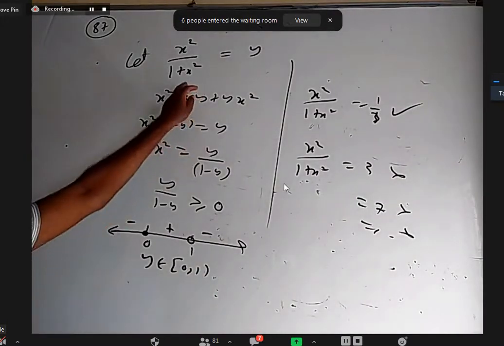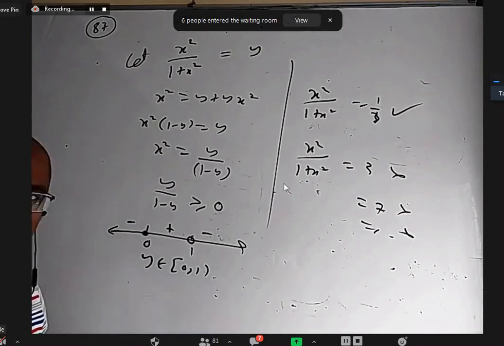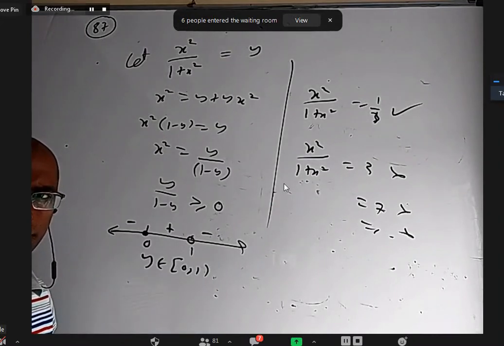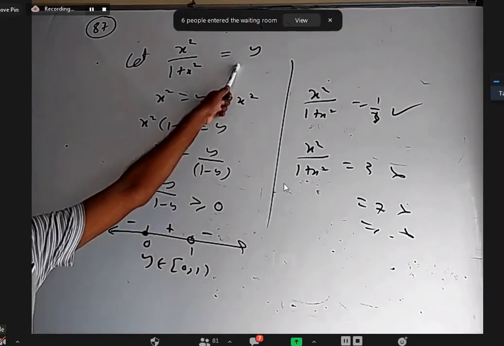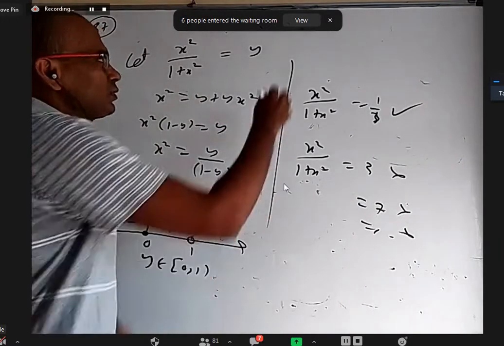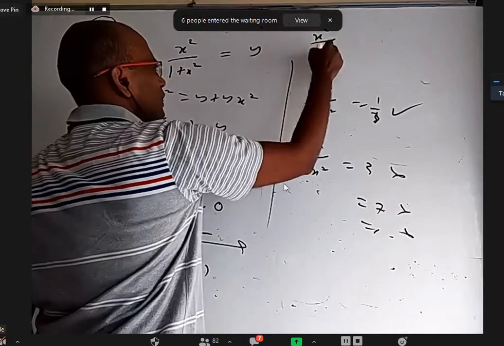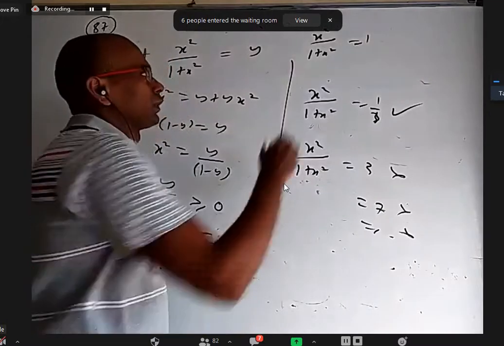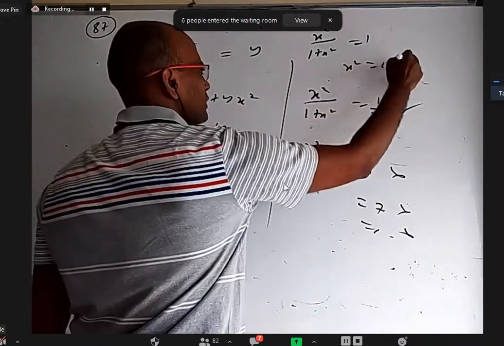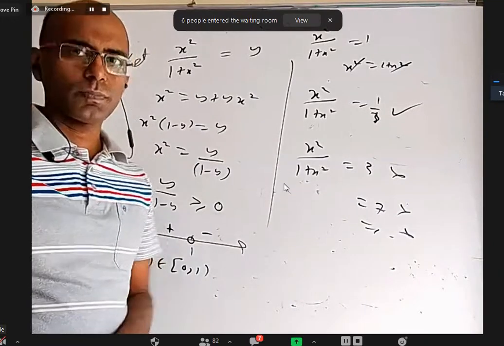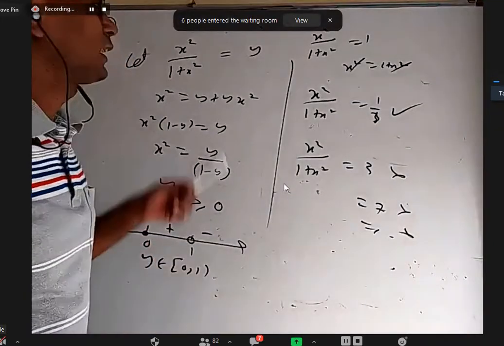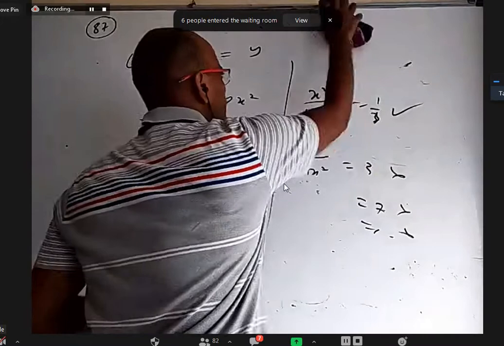In the previous two methods, if you see, we got closed 0 to open 1, right? Yes, sir. You can also see why 1 cannot be there in the range. If you put it equal to 1 here, what happens? Will you get any solution? X square by 1 plus x square equal to 1. We'll get x square equal to 1 plus x square, which will cancel. 0 equal to 1 is absurd. We don't have any solution. Okay, so there is no x where x square by 1 plus x square can become 1.